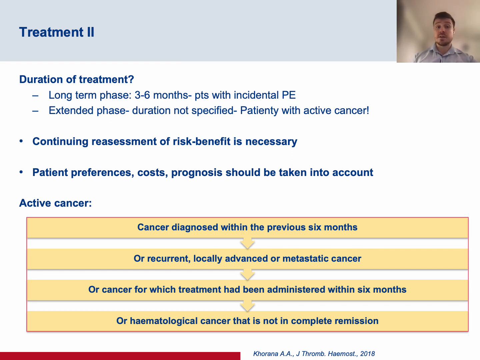Active cancer is cancer diagnosed within the previous 6 months, or recurrent, locally advanced, or metastatic cancer, or cancer for which treatment had been administered within the past 6 months, or hematological cancer that is not in complete remission. The activity of the cancer is important because, as I mentioned at the beginning, cancer itself is the most important risk factor for venous thromboembolism.